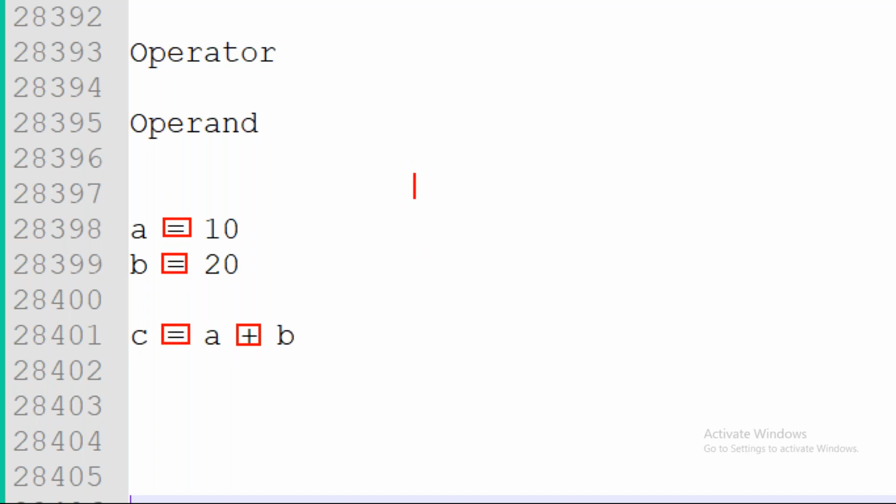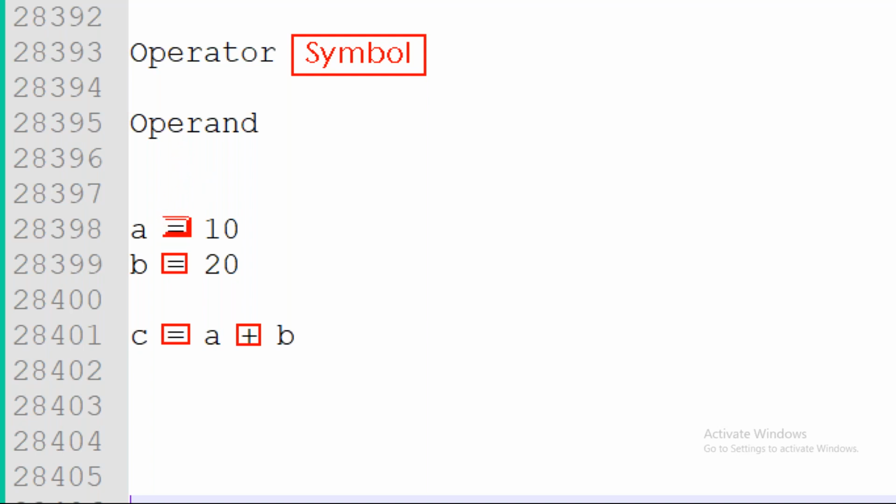So we say that an operator is a symbol, guys. You can say that it is a symbol. Operator is a symbol like this symbol. And what is an operand?